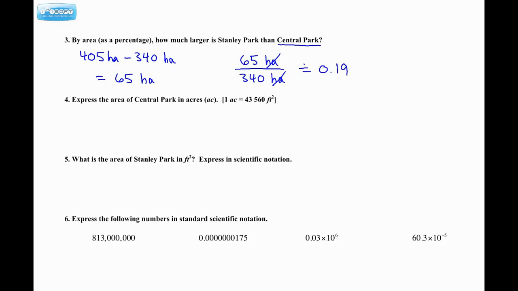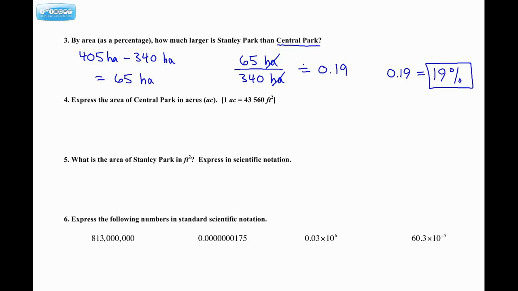0.19. Okay, well, this is a decimal, so if you express it as a percent, you should be familiar with how to do that. That is 19%. Okay. So if you increase the area of Central Park by 19%, you will get the area of Stanley Park. Or, said differently, the area of Stanley Park is 19% larger than the area of Central Park.